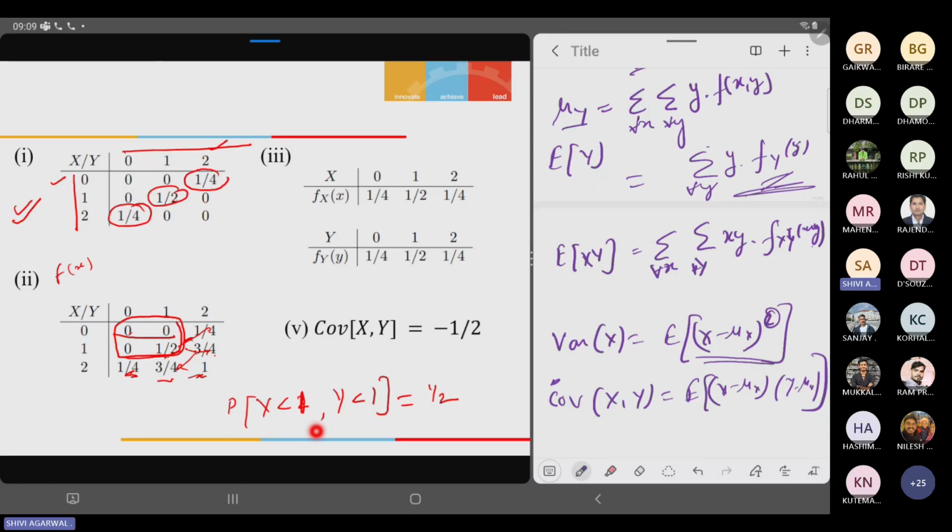Now for the marginal, you can see we are adding row wise, so 1 by 4, 1 by 2, 1 by 4. So it is like this. Column wise we are also getting 1 by 4, 1 by 2, 1 by 4.